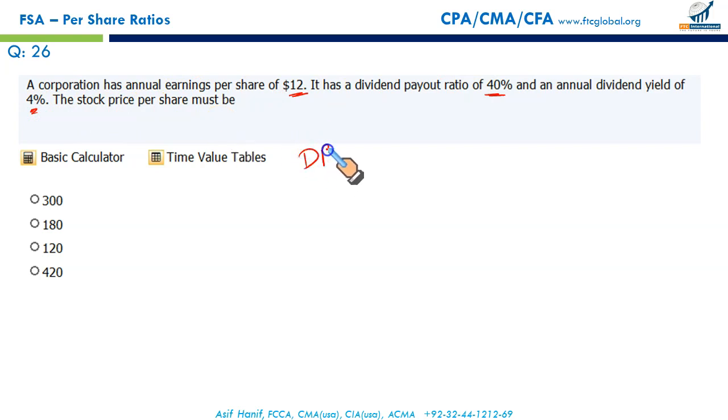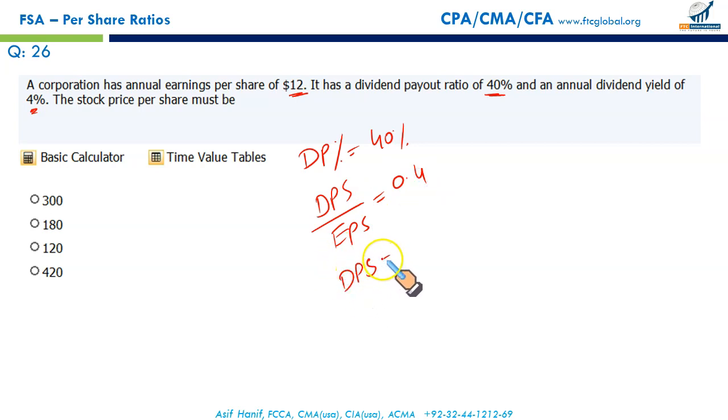Okay, the first thing we have been given is the dividend payout percentage, which is 40%. How do we calculate this? It is equal to dividend per share divided by the earning per share, 40% or 0.4. In other words, DPS is equal to 0.4 times earning per share, which is already given. EPS is given as $12. So just multiply 0.4 with 12. That will give you dividend per share as $4.8.